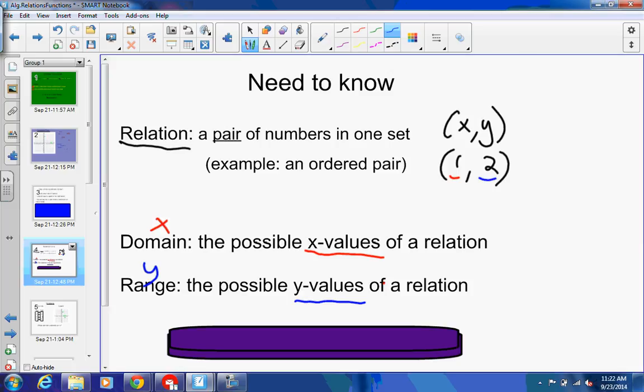Okay, again on a graph, a range is going to go up and down. It just depends where it is. Domain is going to go left and right. Depends on where the graph is or what points are plotted. Okay, that's just an intro to domain and range.